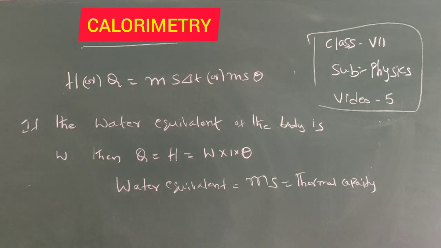Okay, now we'll explain the problem. A lead piece of mass 25 grams gives out 1200 calories of heat when it is cooled from 90 degrees Celsius to 10 degrees Celsius. Then find its specific heat capacity, thermal capacity and the water equivalent.